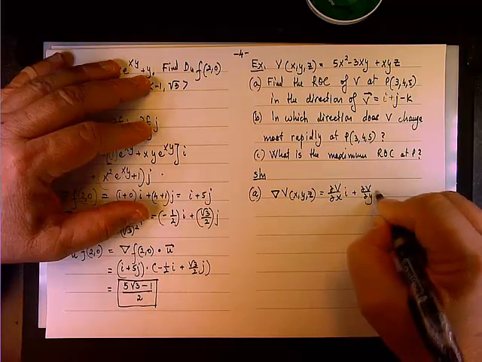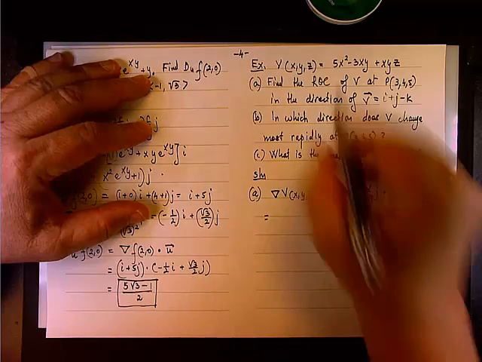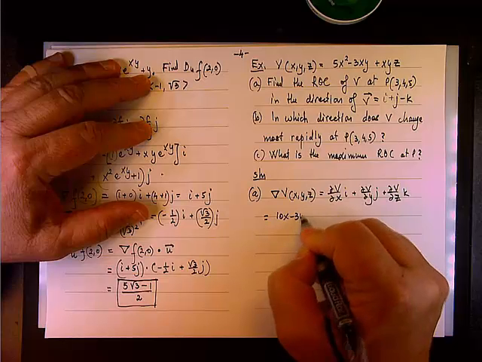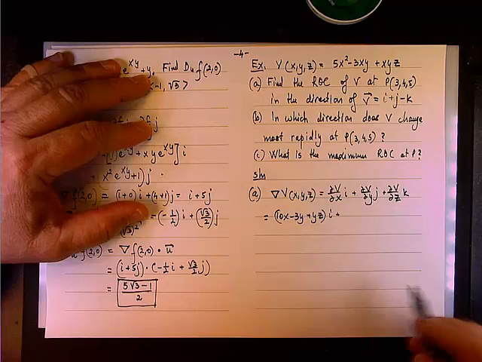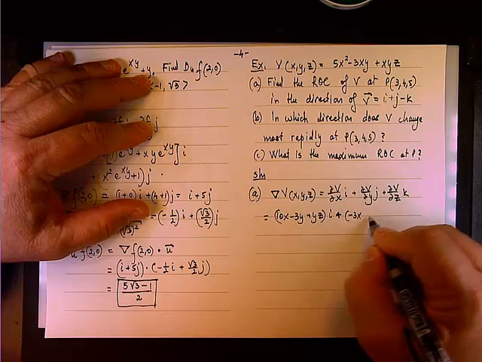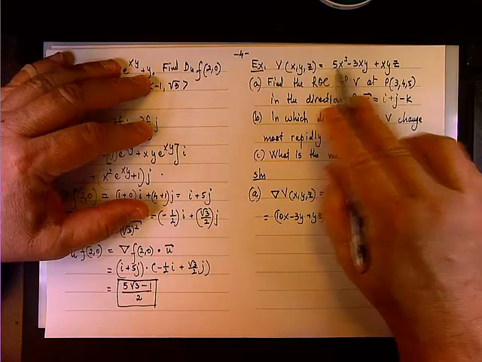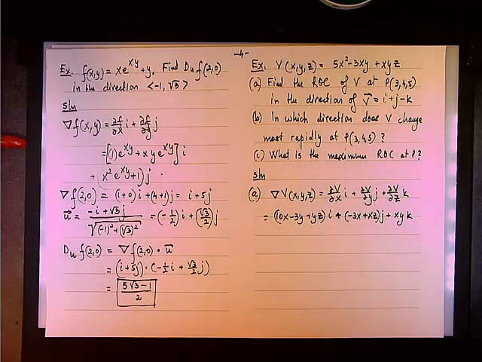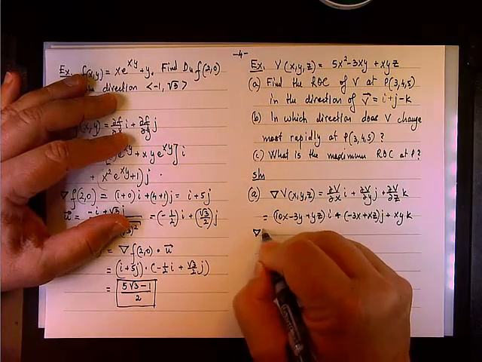Remember, by definition, it will be del v del x in the i direction, del v del y in the j direction, del v del z in the k direction. So look at this function. In the x direction, we have 10x minus 3y plus yz in the i direction. What do we have in the j direction? We have negative 3x plus xz in the j, and in the z direction there is nothing here, and we have simply xy in the k direction. You all agree with me?